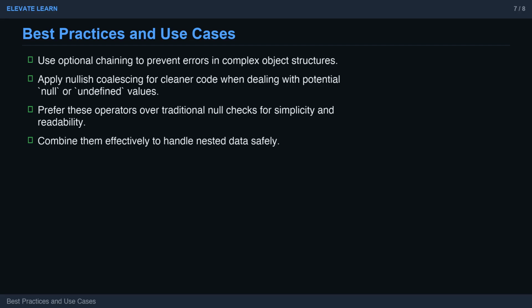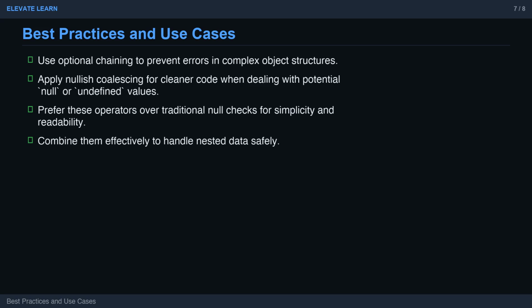Welcome back, everyone. Let's dive into the best practices for working with complex data in JavaScript. First up, we have optional chaining. This handy feature helps you safely access nested properties without the risk of encountering an error if a property is null or undefined. For example, consider this structure. With optional chaining, you can write it as shown, which will return undefined if any part of that path is missing.